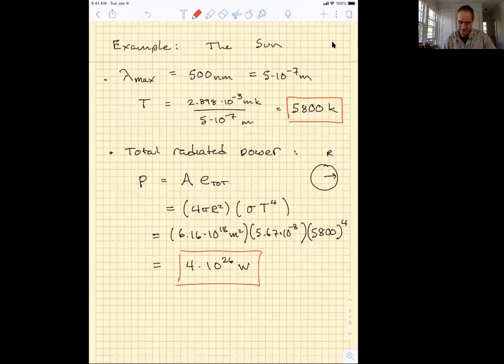That's the power emitted by the sun. It's a lot of power. In fact, if you use Einstein's formula, E equals mc squared, this is equivalent to the mass energy of 4.4 times 10 to the 6 tons of material per second being converted into pure energy. So just to give you an idea. All right, well, let's stop here for a moment.